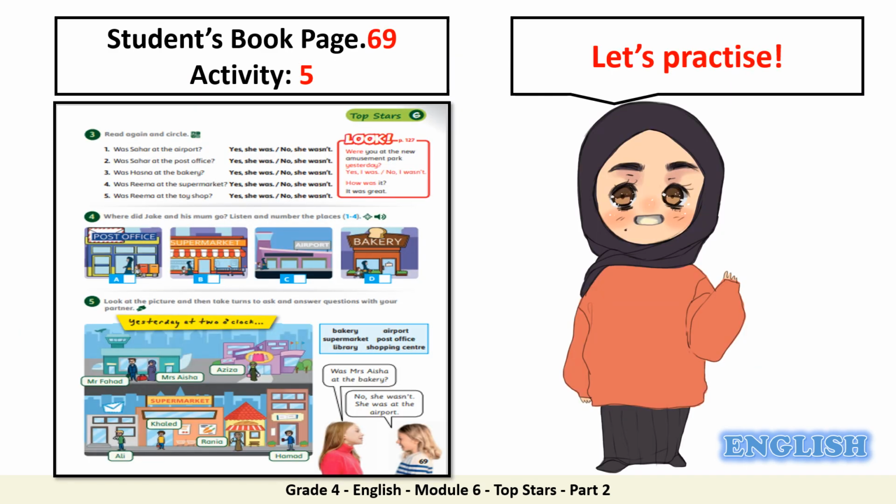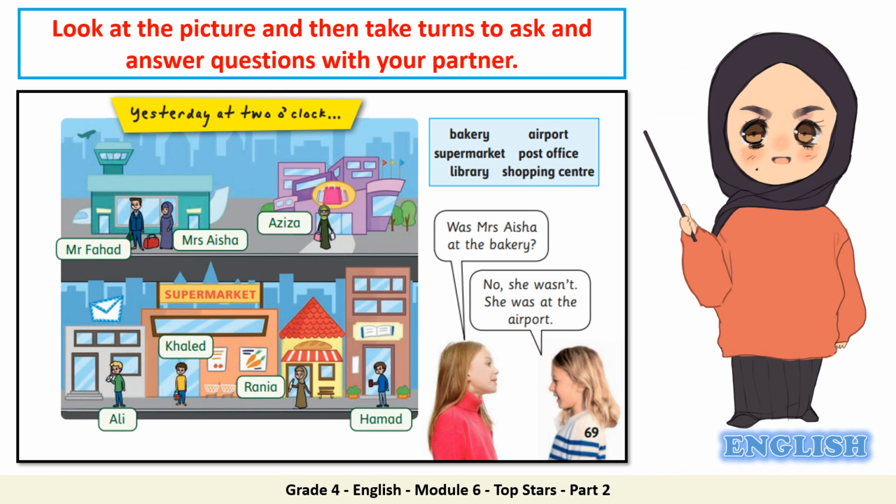It's time to practice. Open up your student's book, page number 69, activity number 5. Look at the picture and then take turns to ask and answer questions with your partner. An example has been given for you as a model. Let's read it together. Was Mrs. Aisha at the bakery? No, she wasn't. She was at the airport.